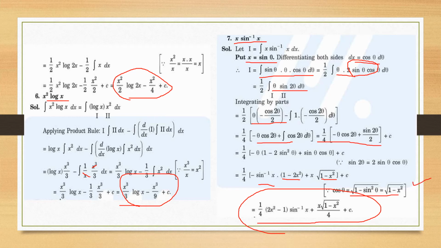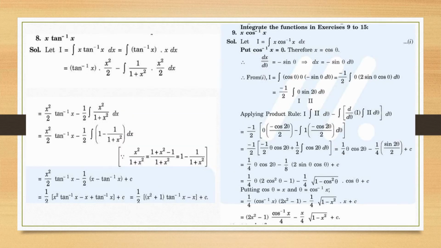See the formulas used. x tan inverse x: tan inverse x is your first function, so it is x square by 2 times tan inverse x, minus the integral of d/dx of tan inverse x, which is 1 upon 1 plus x square, into x square by 2 dx. Okay, so the first term is the same, it is half x square upon 1 plus x square.